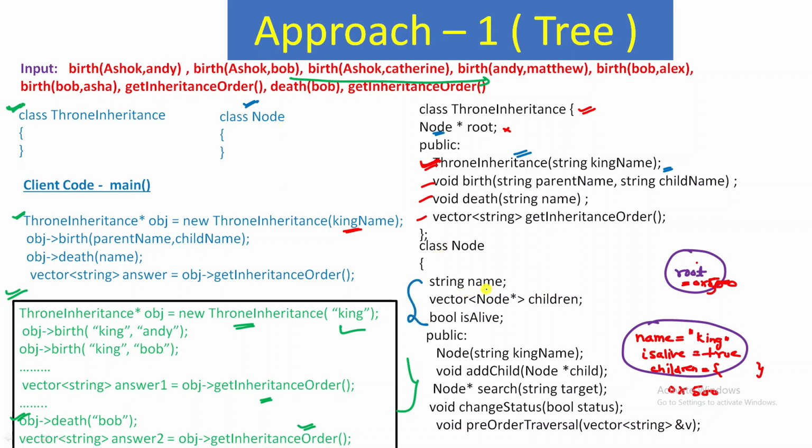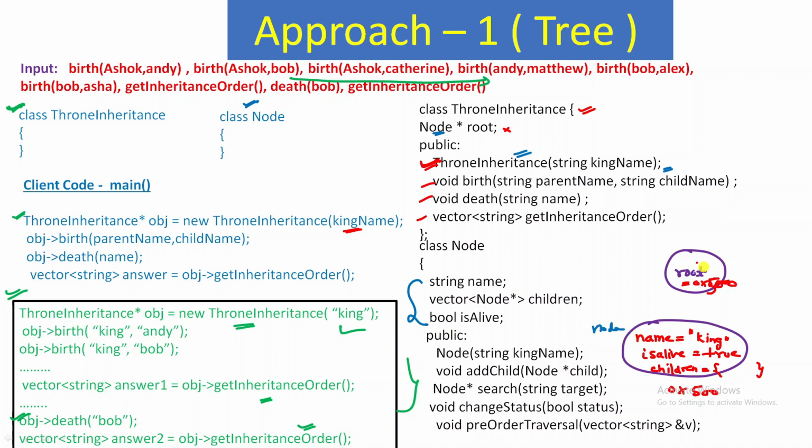One is name, or you can say the name of the person that we will be storing. Then you can say a vector of the children, and children is also a node type, so we have taken node star. We will be storing the address of the children in each node. Then there will be a status variable, alive, whether that node is alive or not, which will be a bool type. So you can say this is one node.